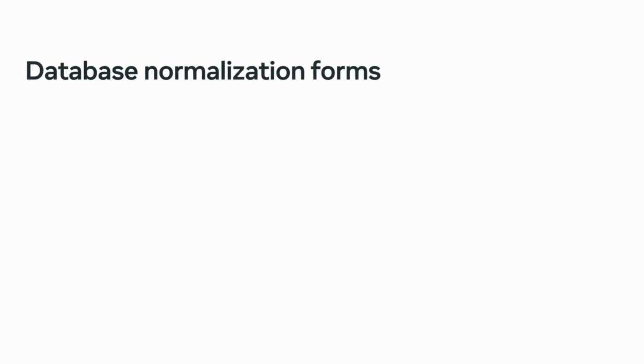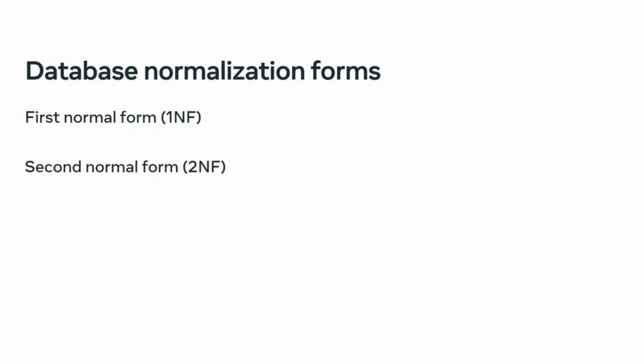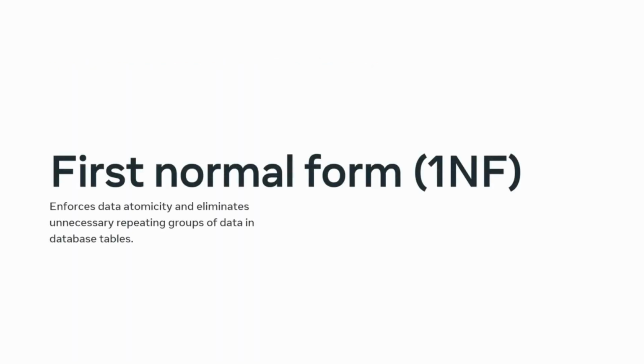However, in order to achieve database normalization, you first need to perform the 3 fundamental normalization forms. The database normalization forms include first normal form, or 1NF, second normal form, or 2NF, and third normal form, or 3NF. This video focuses on designing a database to meet the first normal form, or 1NF, rules. These rules enforce data atomicity and eliminate unnecessary repeating groups of data in database tables.